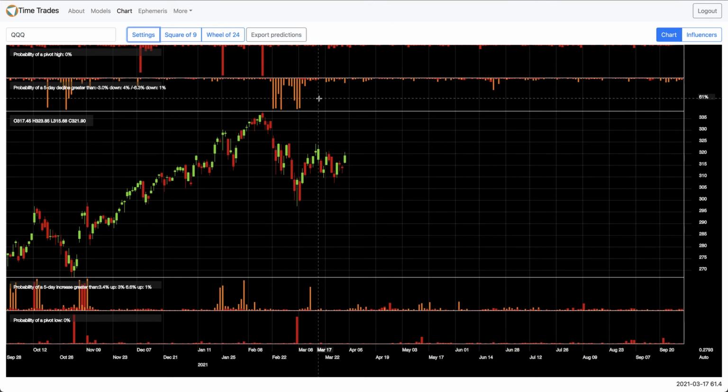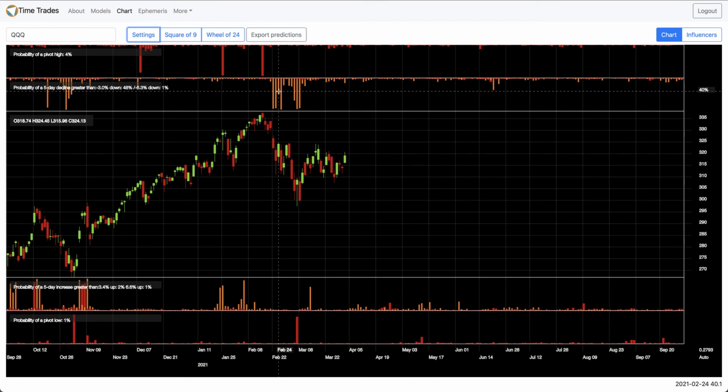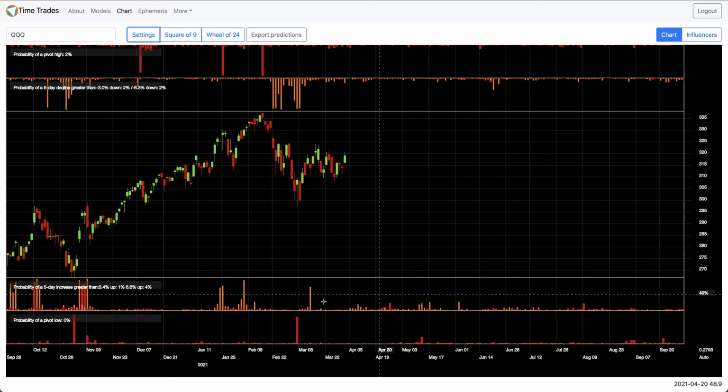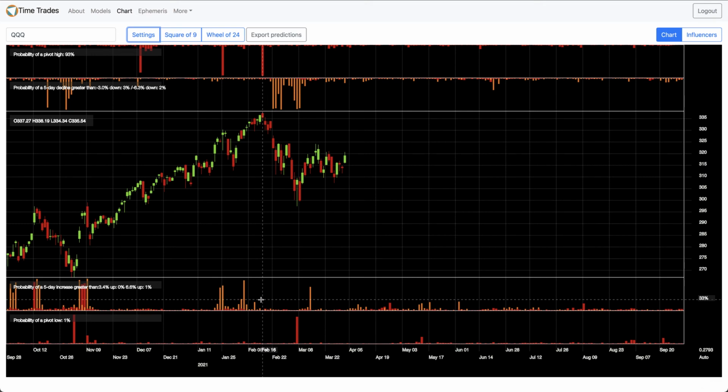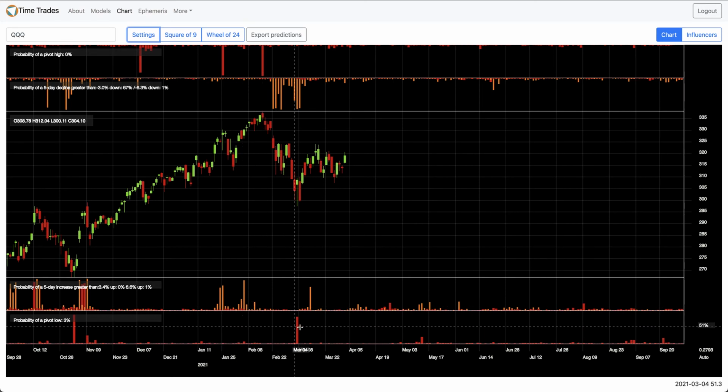In the second from the top swim lane, we see 2 values. The yellow bar is the probability of a 1 standard deviation move down over the last 5 trading days. The red bars, as you can see over here, show the probability of a 2 standard deviation move down over the last 5 trading days. The second from the bottom swim lane down here shows the probabilities of 1 and 2 standard deviation moves up. And then the bottom swim lane shows the probabilities of pivot lows.